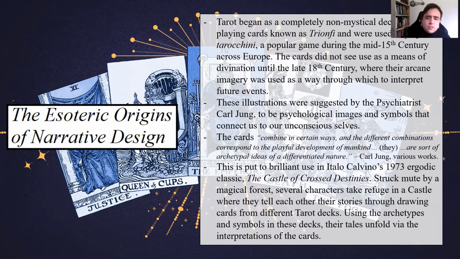This is put to brilliant use in Italo Calvino's 1973 ergodic classic, The Castle of Crossed Destinies. Struck mute by a magical forest, several characters take refuge in a castle where they tell each other their stories through drawing cards from different tarot decks. Using the archetypes and symbols in these decks, their tales unfold via the interpretation of the cards.